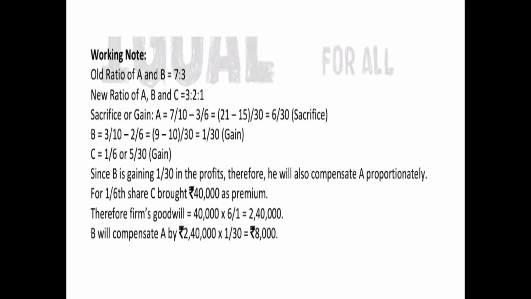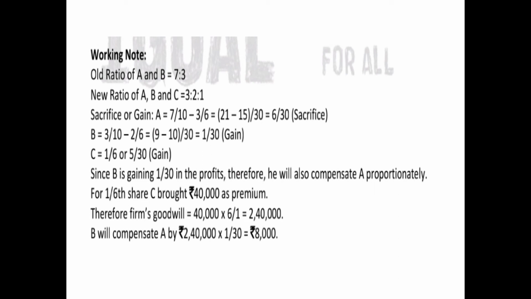Out of this rupees 2,40,000, B will compensate in his gaining fraction, that is 2,40,000 into 1/30. That means B will compensate rupees 8,000. So when B compensates rupees 8,000, his capital will decrease, and because he is giving more money to A, A's capital would increase. So the entry for compensation will be B's capital account debited 8,000 to A's capital account 8,000.